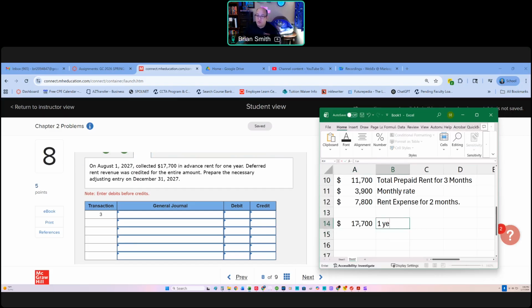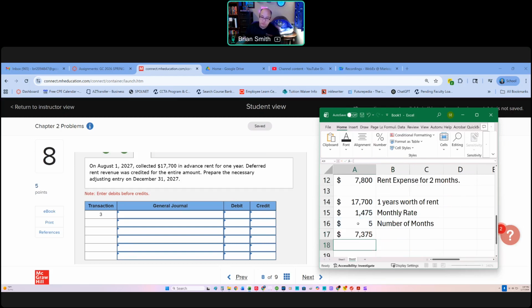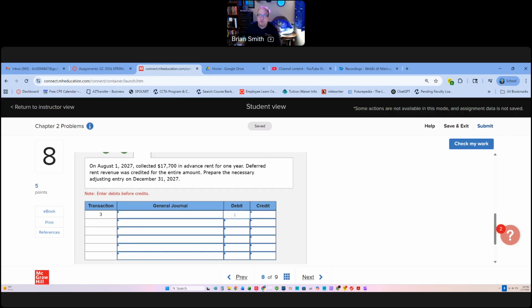$17,700, 1 year's worth of rent. This is August 1st, so August, September, October, November, December, 5 months. We have to find out what the monthly rate is. And again, the number of months is August, September, October, November, December, 5 months. So our total rent revenue is going to be $7,375. Remember to put the number down first this time.